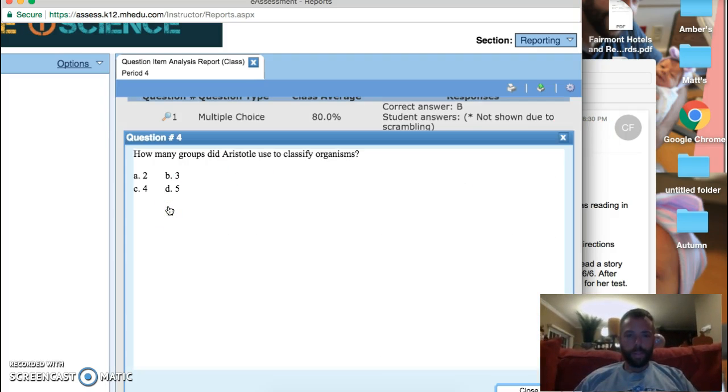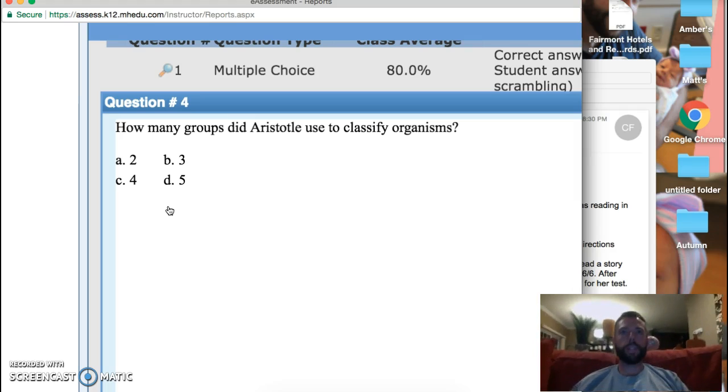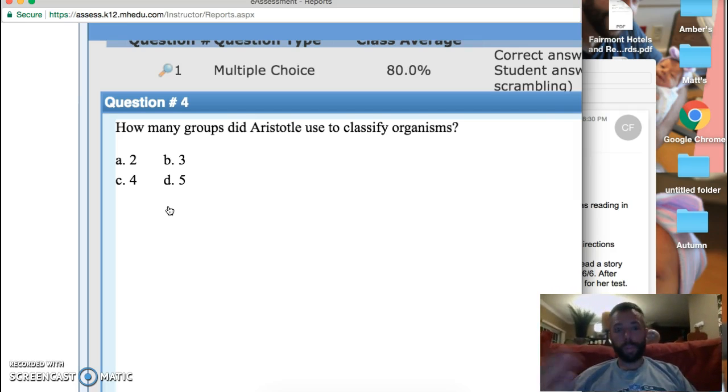Number four. How many groups did Aristotle use to classify organisms? So this is a question that came out of the textbook. It's not something that I talked about in class. It's not something that I mentioned in the Edpuzzle. This is the type of question that I think would separate students who will get 95s to 100 for the year versus those who won't get 95s or 100.